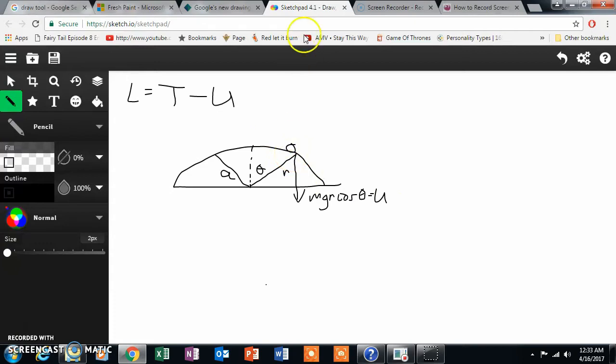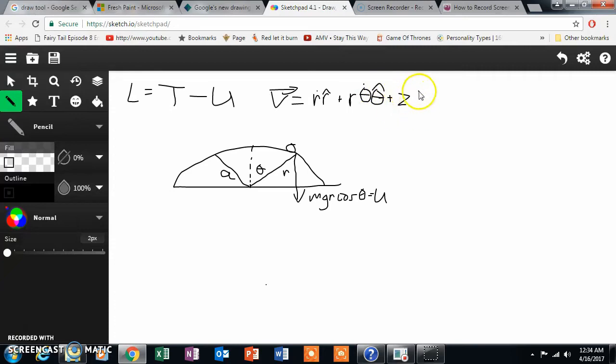So first, on the top left, we're going to write our Lagrangian equation of motion. L equals T minus U, T being the kinetic energy of the ball, and U being the potential energy of the ball. And we know that U is equal to mgr cosine theta.